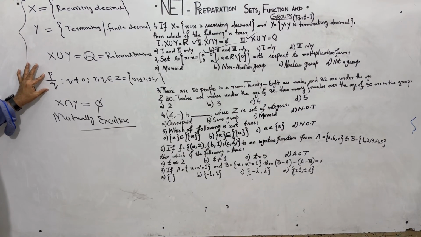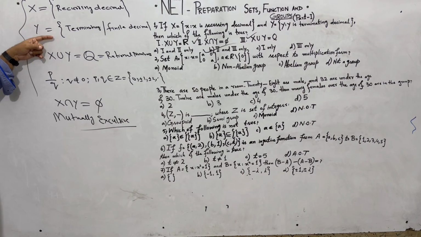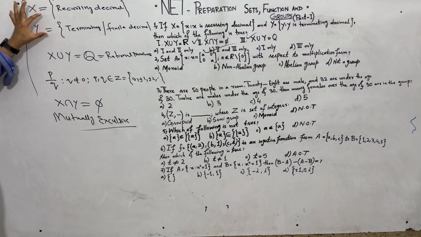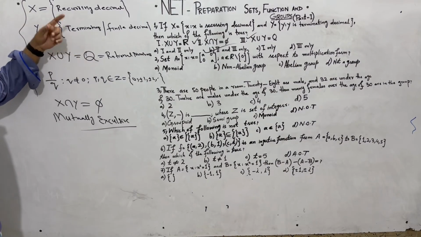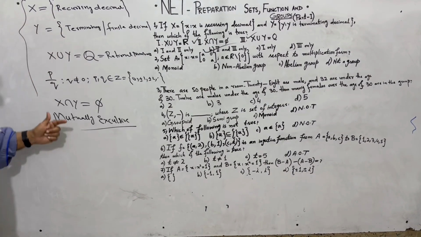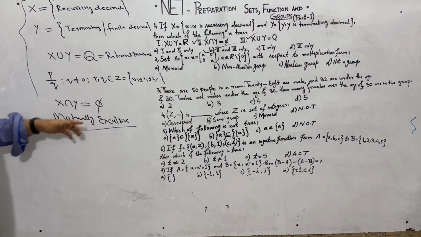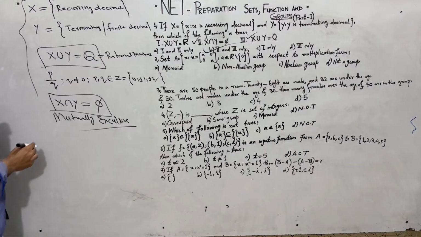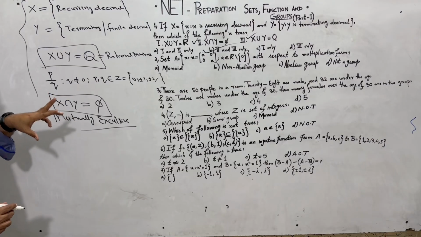If we simplify this fraction, we will get either a recurring decimal, repeating decimal, or a terminating decimal. A recurring decimal is not a terminating decimal, while a terminating decimal is not a recurring decimal, so they intersect in the null set. They are mutually exclusive and their union is equal to the rational numbers. These both options are true, so option number B suits us.